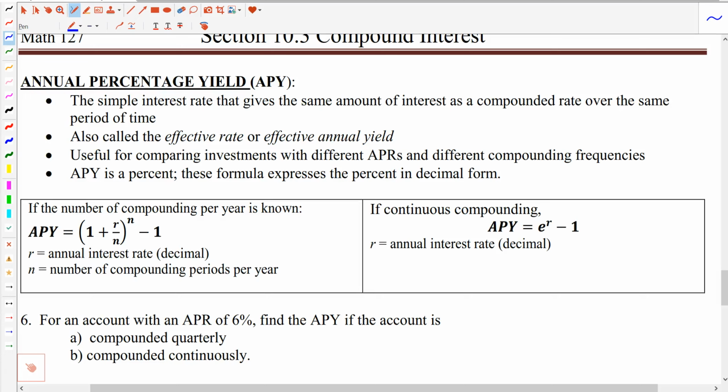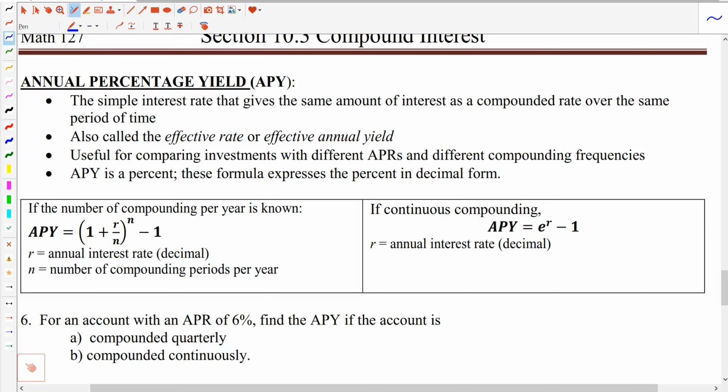The APY would tell us what simple interest rate would be needed to give the same amount of interest as the compounding rate of the account over the same period of time. So for instance, if I had an account that had a 6% APR but with monthly compounding, it would say, okay, this is what the simple interest rate would have to have been on that account. So at the end of, let's say, 1 year, you would have generated the same amount of interest.